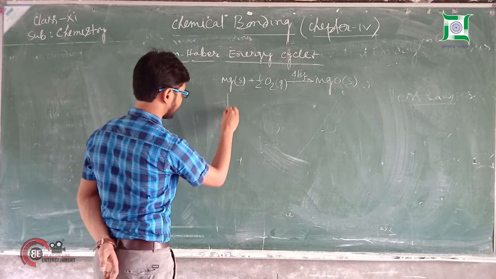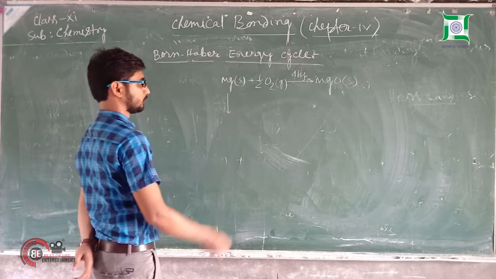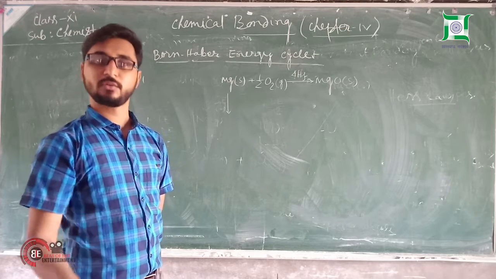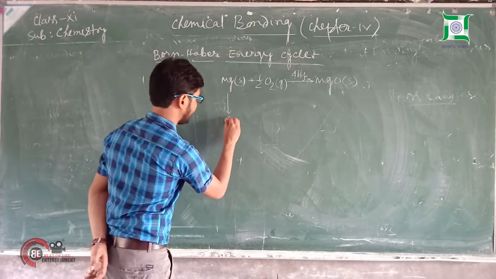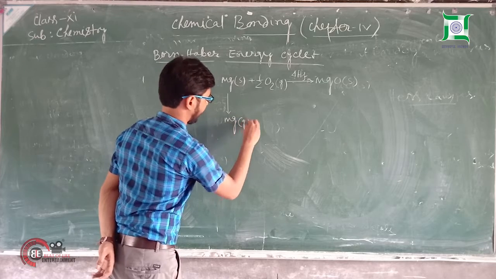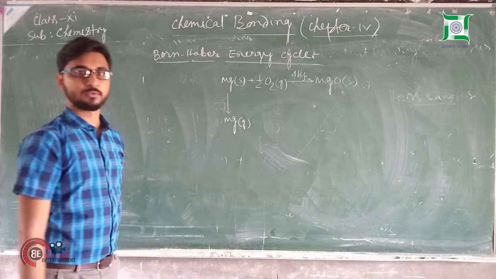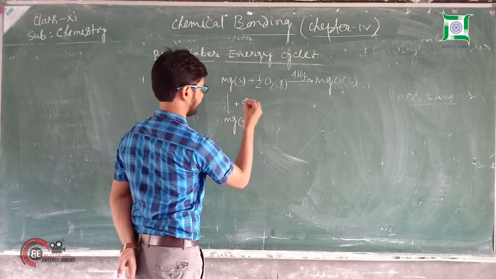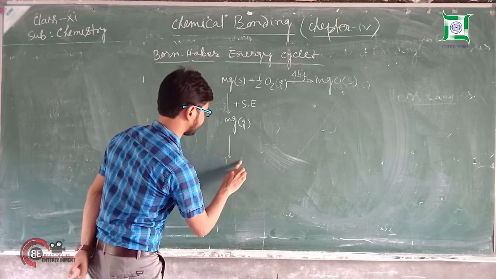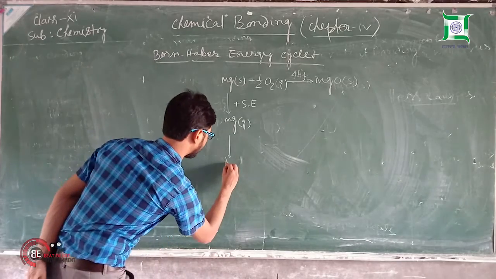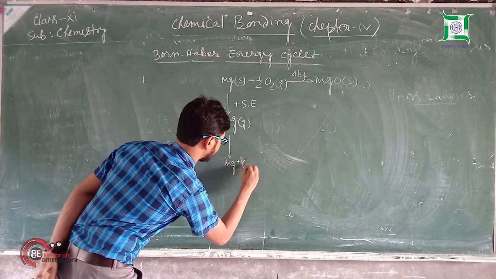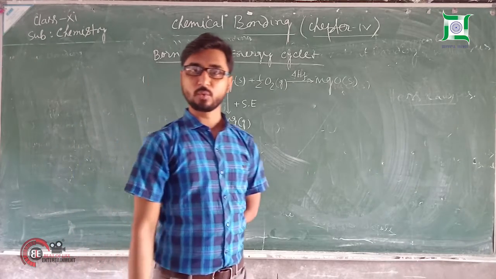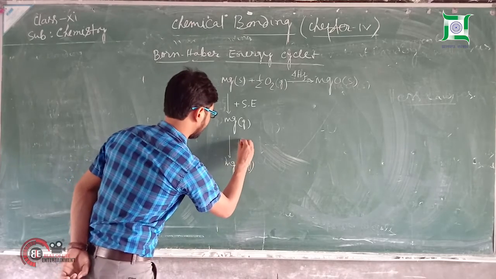Next process is the changing of magnesium from solid to magnesium gas, Mg gas, and the energy term involved for this process is the sublimation energy. Next one is Mg gas to Mg plus gas. The energy term involved in this process is known as first ionization energy, IE1.